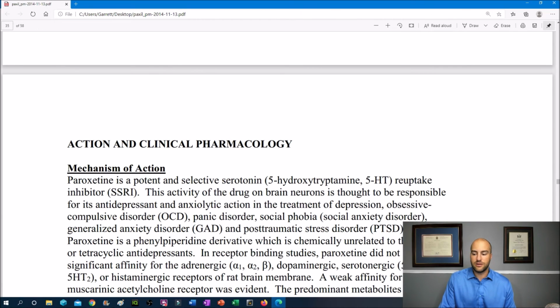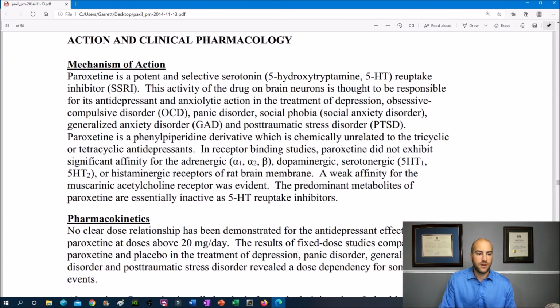Action and clinical pharmacology. So, mechanism of action. Paroxetine is a potent and selective serotonin reuptake inhibitor, or an SSRI. This activity of the drug on brain neurons is thought to be responsible for its antidepressant and anxiolytic action in the treatment of depression, obsessive compulsive disorder, panic disorder, social phobia, generalized anxiety disorder, and post-traumatic stress disorder.